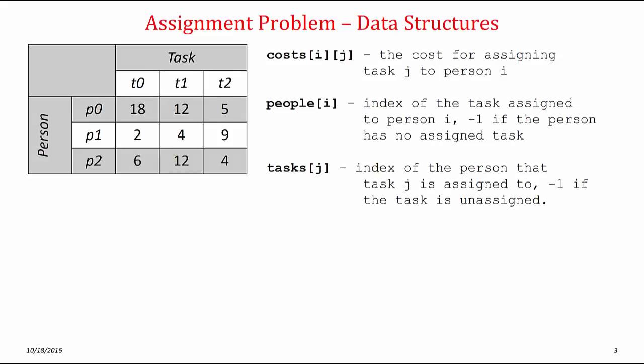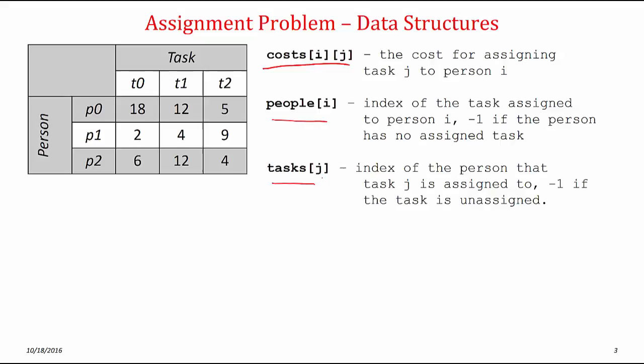In order to represent our problem, we use the data structures that we see here. So we have a cost matrix, cost ij, and the solution is stored in two different lists. People i is the index of the task assigned to person i, and has a value of -1 if unassigned, and task j has the index of the person that task j is assigned to. So we have our solution represented two different ways with people and tasks. And so it's important to note that as we update these, if we make an assignment, we have to update both of our data structures.